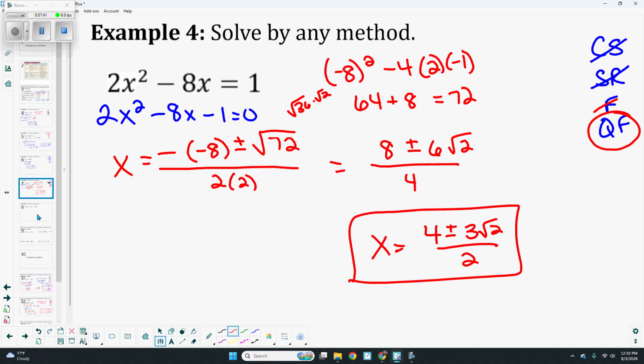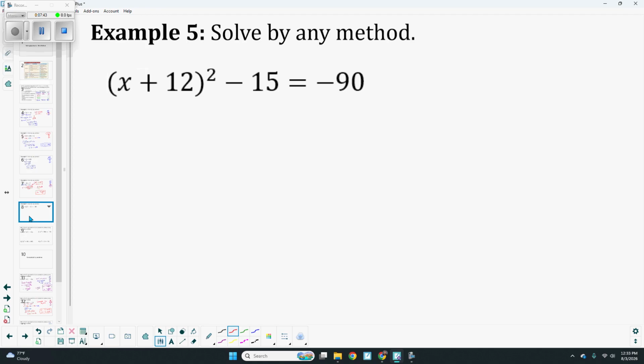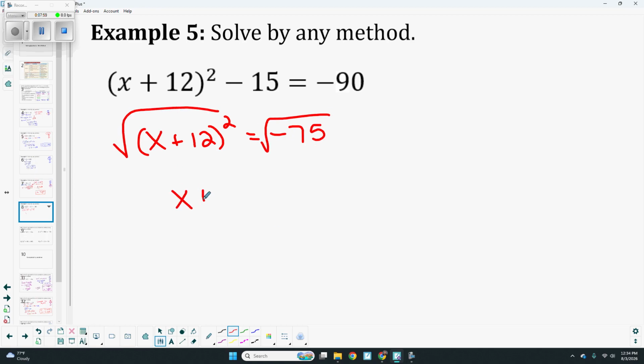Our last one here, we're going to repeat one of the methods. This one looks like it's vertex form. So this is a square roots problem. So square roots means I'm going to move that over to get what's being squared alone. So we add 15 to both sides. Now I could take the square root.